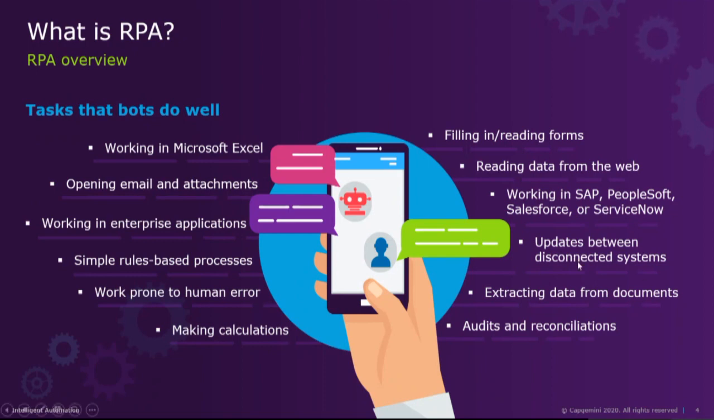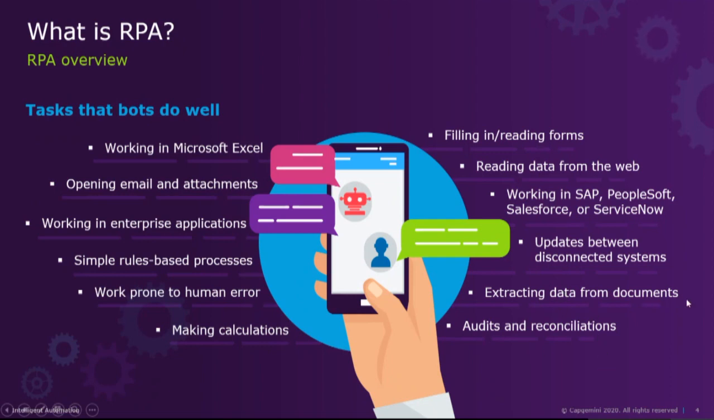Updates between disconnected systems. A lot of times RPA can fill the gap between systems that can't pull data from one to the other. The RPA can open one, extract data, go into the other one, enter it in, and you don't even need APIs or special functionality for that.